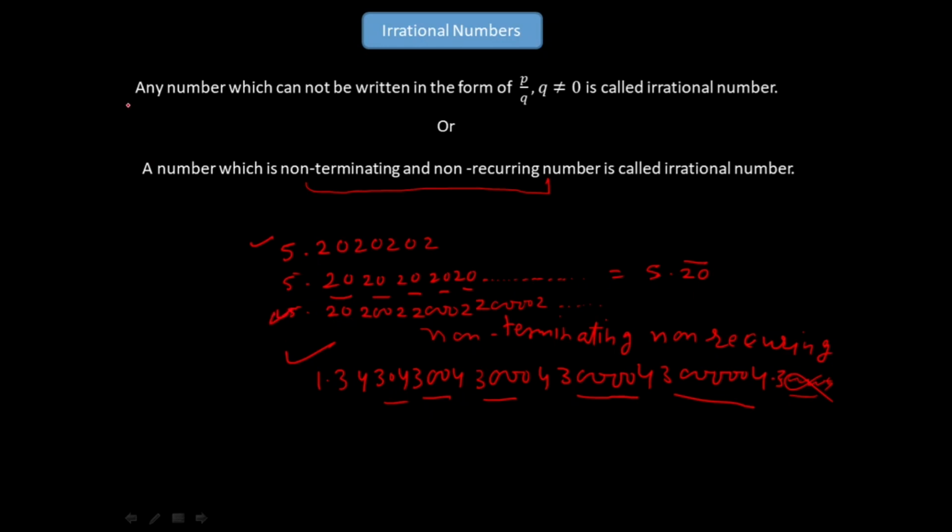So there are two definitions of an irrational number. First one, any number which cannot be put in the form of p over q, where q is not equal to 0. And the second, any number which is non-terminating and non-recurring. That is also called an irrational number.